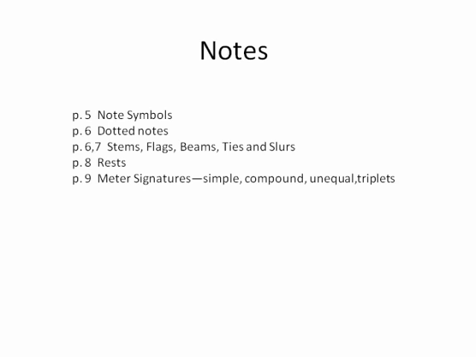Page 6 in the text goes through dotted notes. Remember that a dotted note, a dot, adds half the value back to the note, something important to remember. And on 6 and 7, stems, flags, beams, ties, and slurs, those things, hopefully you know what's going on with those. We are going to do some counting with tied notes, so that might be an issue. Page 8 goes through rest, different kinds of rest.